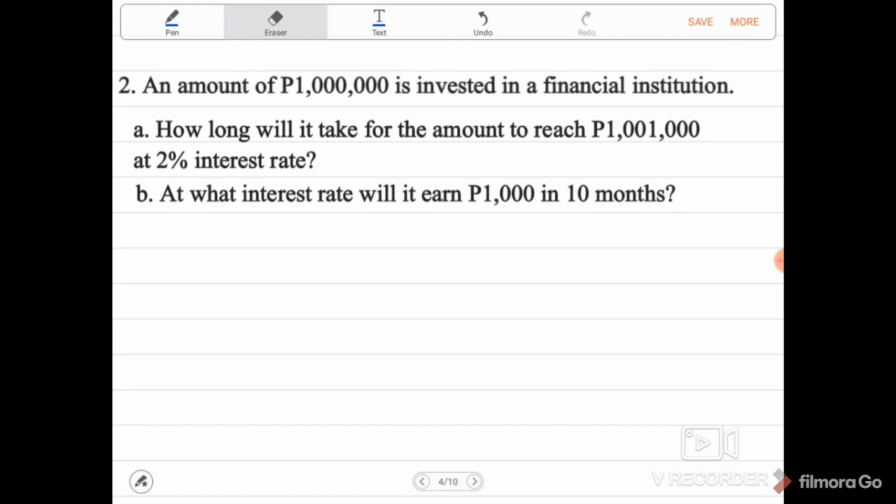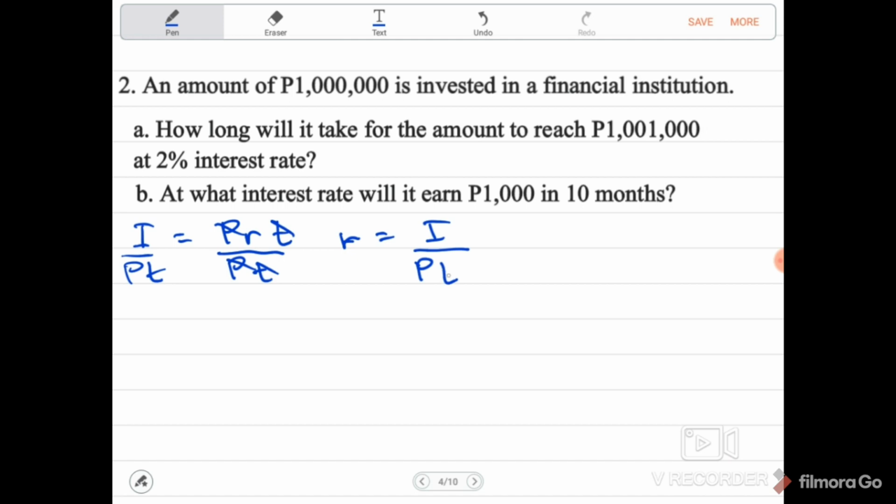Letter B. At what interest rate will it earn 1,000 pesos in 10 months? So, tandaan natin guys, laging dun lang siya umiikot sa formula na yon. I is equal to PRT. This time, ang hinahanap naman natin is yung R. I-derive ulit natin yung formula. So, divided by PT. So, R is equal to I over PT.